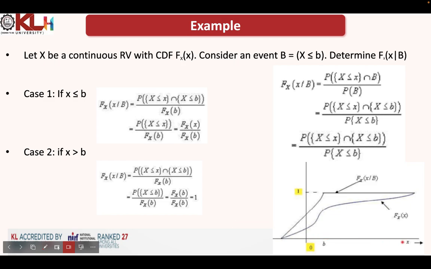The x-axis is the value small x, the y-axis is the probability. If this is the general CDF of x, then the CDF of x given b will be more than F of x, because this is a probability, which is between 0 and 1, so this has to be more than F of x. But when x is equal to or more than b, then it will become 1. So the new CDF is this.